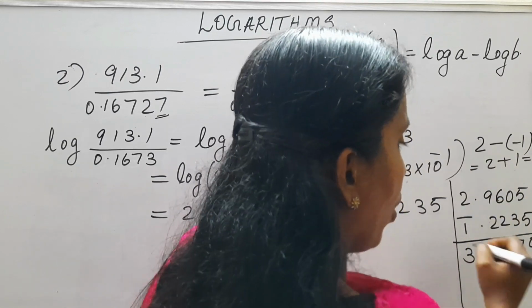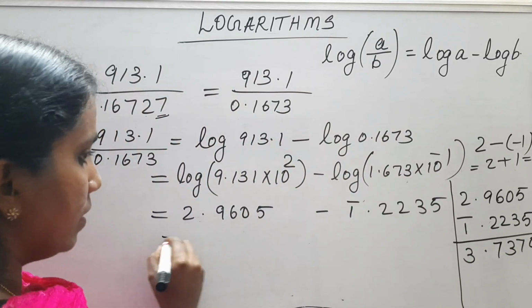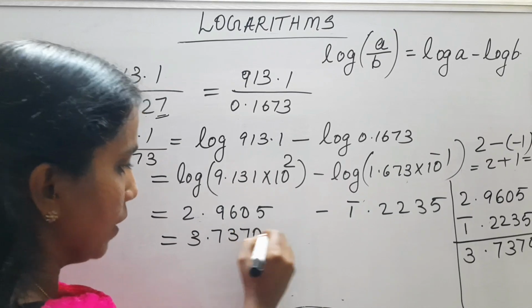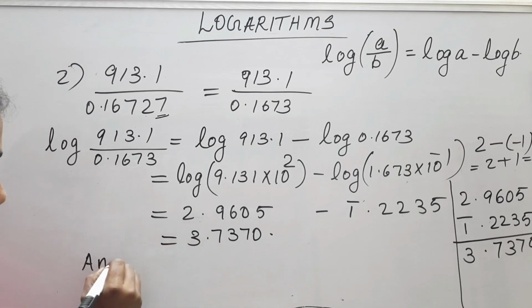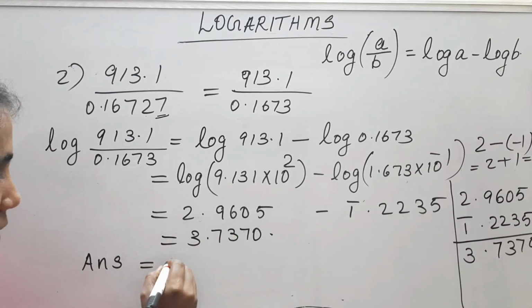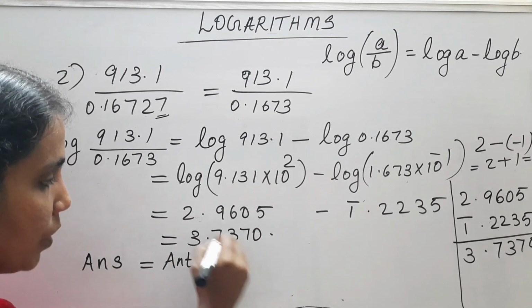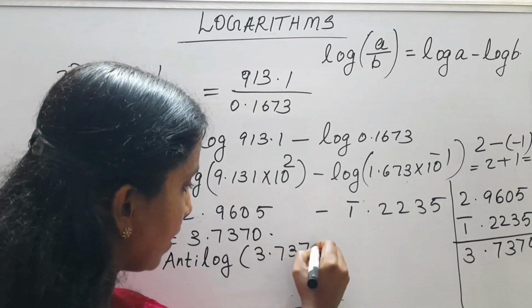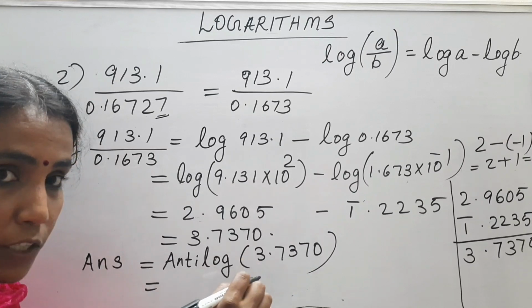So this is a point about which you have to be very careful. So we will have 3.7370. So what will be our answer? So this is the result of subtraction of the logarithms. The answer will be the antilog of this particular value. That means 3.7370. So as I said earlier, this part, nothing to do now.